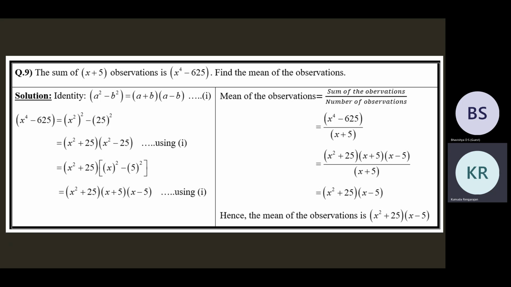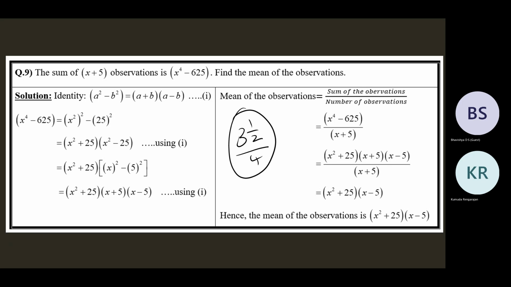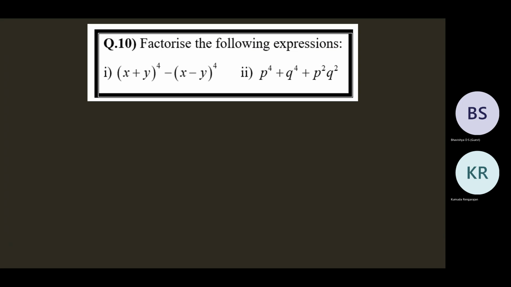Yeah, Bhavishya, you get 3.5 on 4 because the identity, you've not written it correctly, though you've later simplified it correctly. You get 3.5 on 4. Very good. Any doubts, Bhavishya? No doubts. Okay.